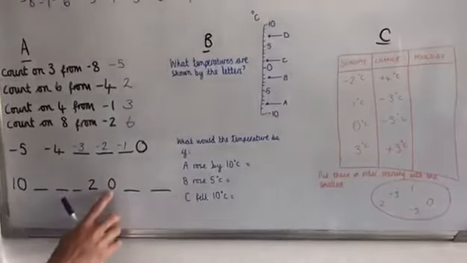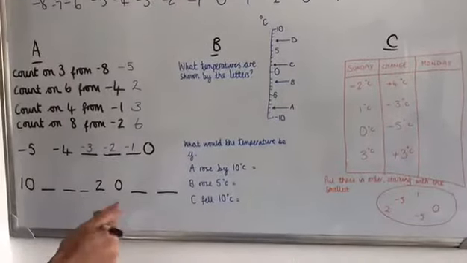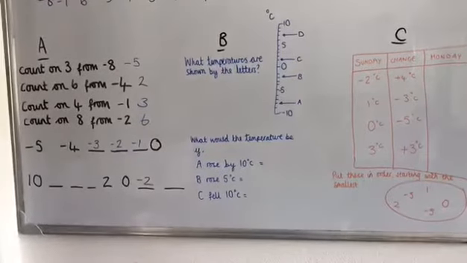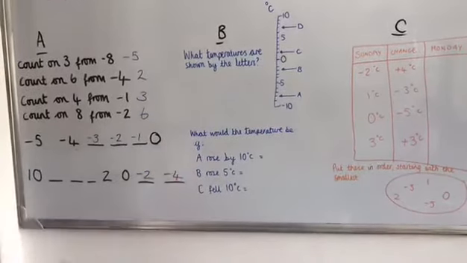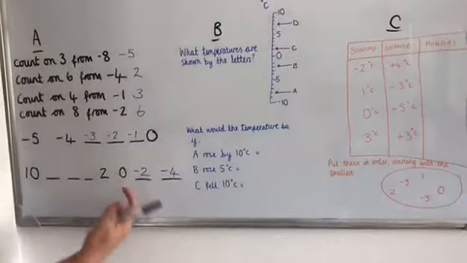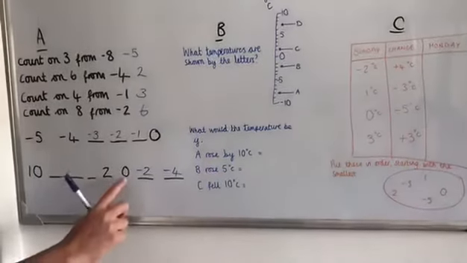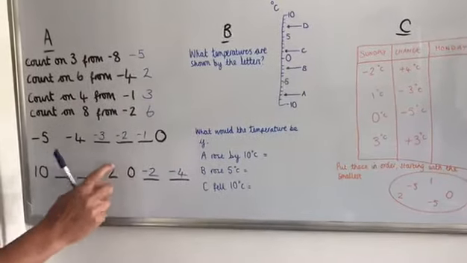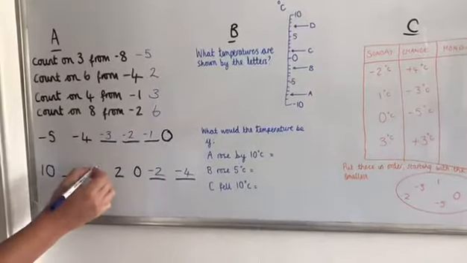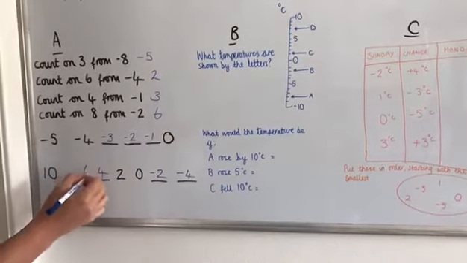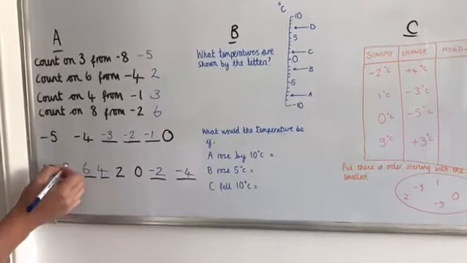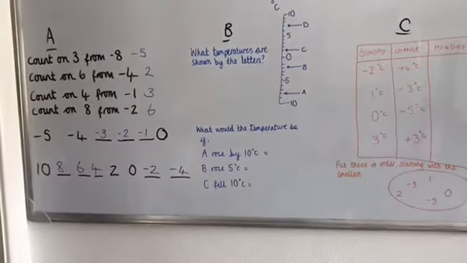So if we've got 0 and we go back 2 more, we'd have -2, -4. To go this way, we're increasing by 2. So to go from 0 to 2, we've added 2 along. So 2 add 2 is 4, 4 add 2 is 6, 6 add 2 is 8, 8 add 2 is 10.